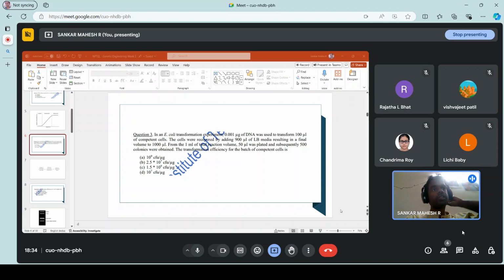Yeah, hi. So we are looking at the third question. This question is on calculating the transformation efficiency. Here in this experiment, 1 nanogram of DNA was used to transform 100 microliters of competent cells, and they got 500 colonies at the end of it. Now you want to find the transformation efficiency. Lichi, do you know how to approach this problem?